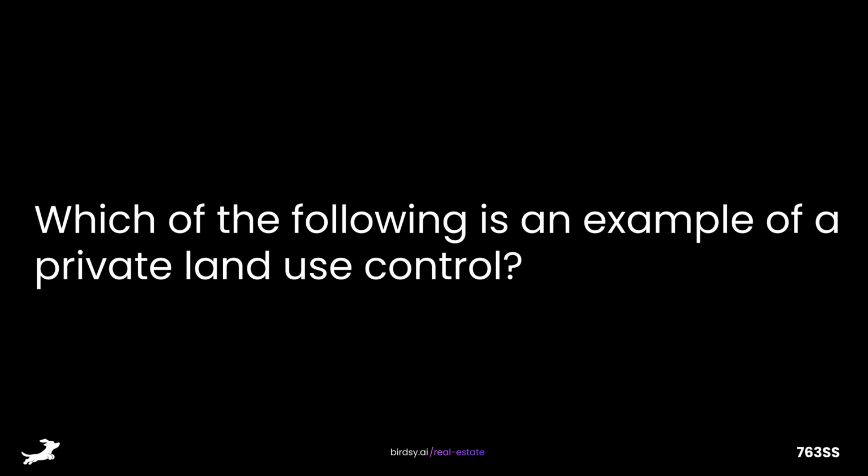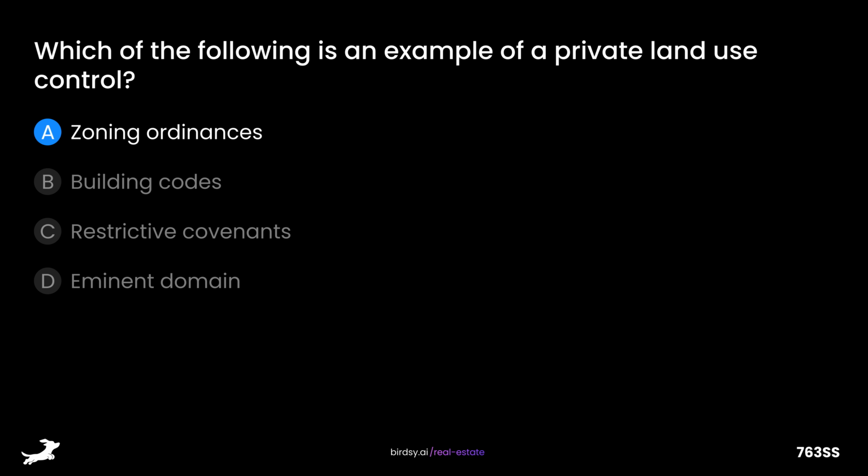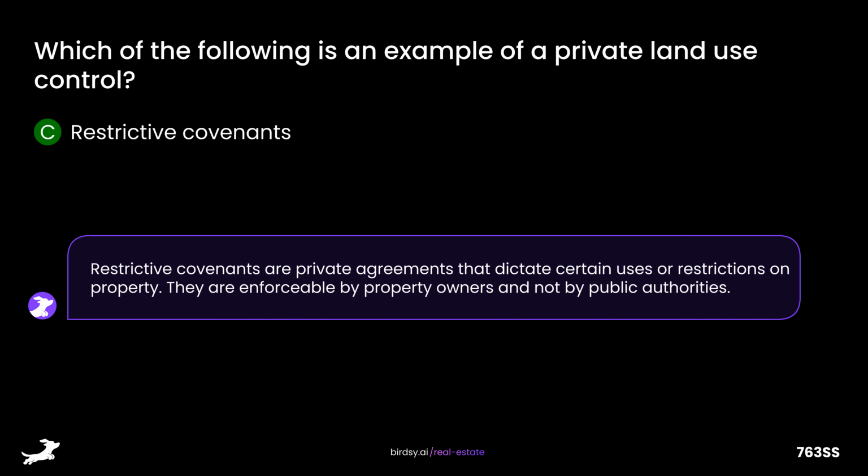Which of the following is an example of a private land use control? Is it A, zoning ordinances? B, building codes? C, restrictive covenants? Or D, eminent domain? The answer is C, restrictive covenants. Restrictive covenants are private agreements that dictate certain uses or restrictions on property. They are enforceable by property owners and not by public authorities.